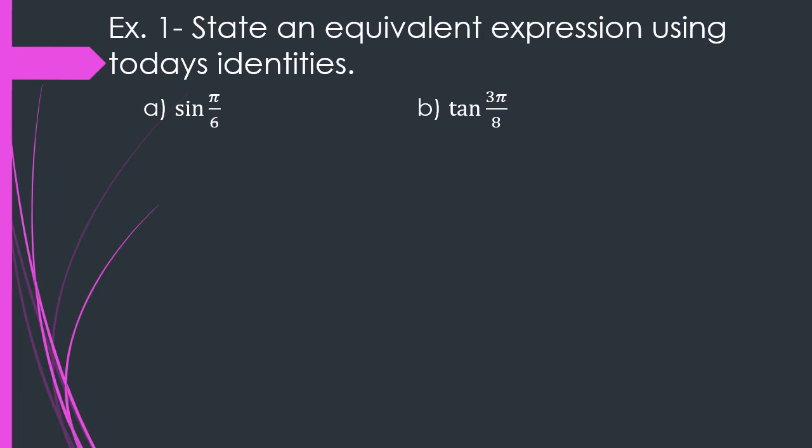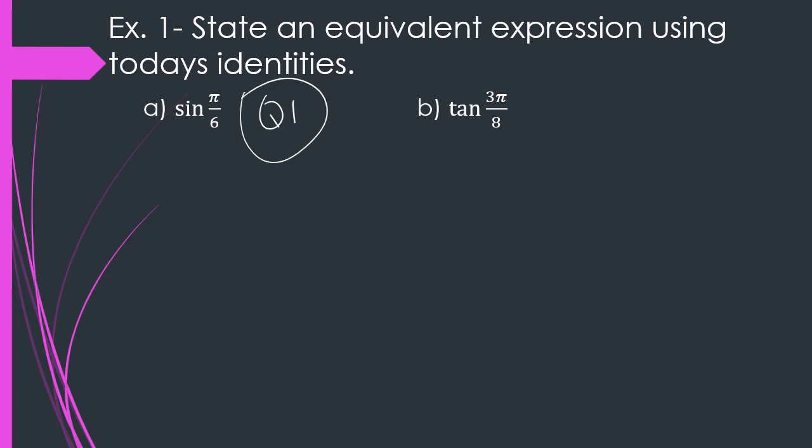So let's get to some examples. State an equivalent expression using today's identities. So you have to use what we've learned today. You can't just kind of come up with them out of thin air. First thing you have to realize, that angle, pi over 6, that's acute. It's in quadrant 1. So first key, that's in quadrant 1.